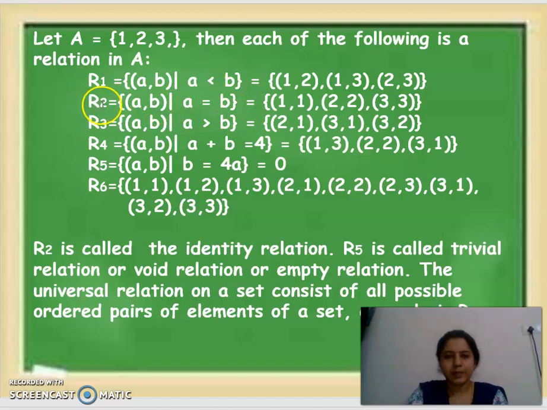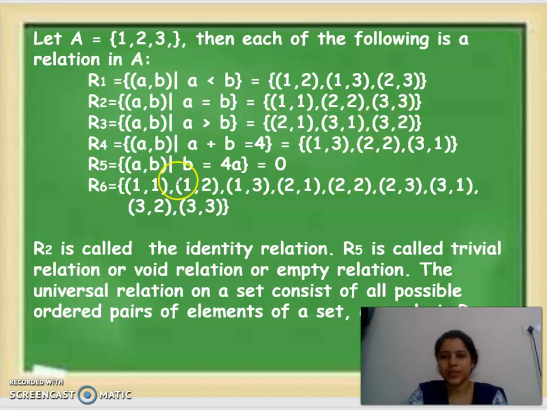And in the next example R2, we have to pair the elements a and b such that a must be equal to b. So if a and b are both the same, the ordered pairs we get here are (1, 1), (2, 2), (3, 3). And next, in R3 the relation is greater than. Greater than means we'll get the ordered pairs like this: (2, 1), and 2 is greater than 1, (3, 1), 3 is greater than 1, and (3, 2), which means 3 is greater than 2.